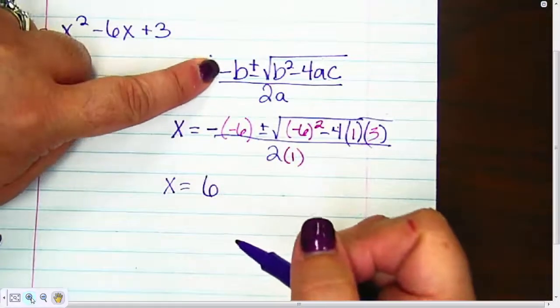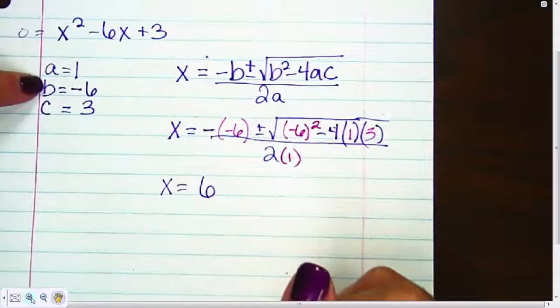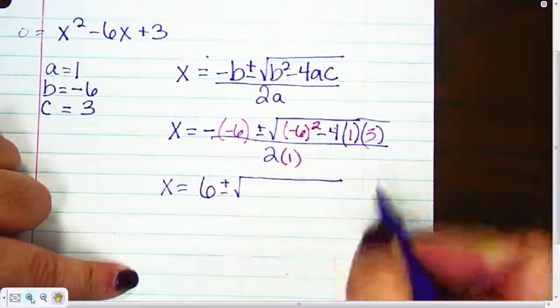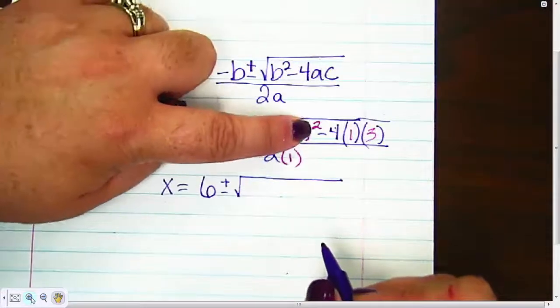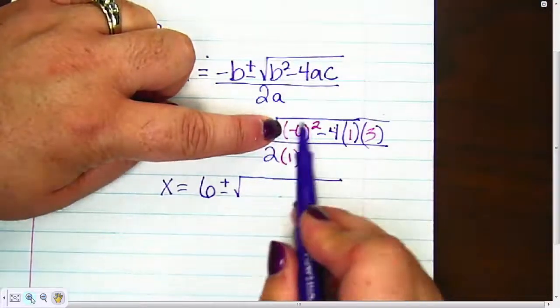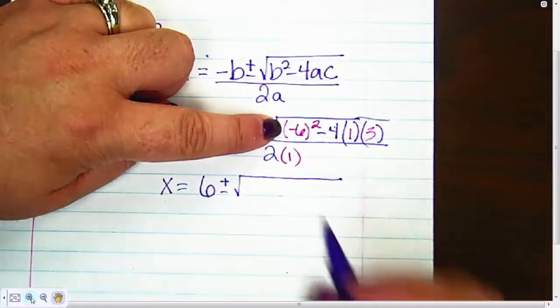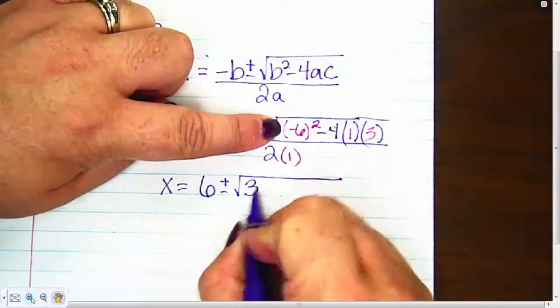This negative b changes the sign of whatever b value you started off with. Plus or minus the square root of this negative 6 squared. Any number that I plug in right here, when I square it, I am always going to get a positive number. So negative 6 squared, that's 36.